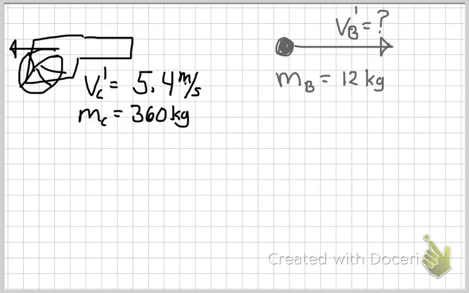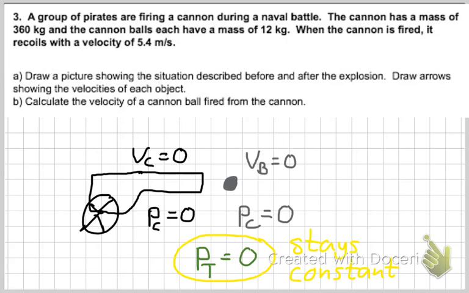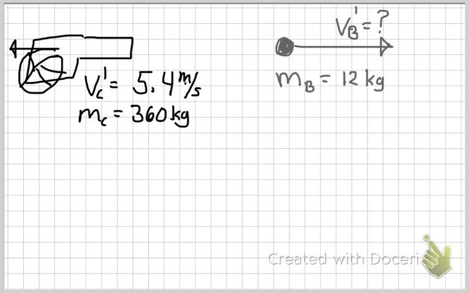So since this is a closed, isolated system, that means the momentum is conserved. Back here we found the total momentum to be 0. That's what it means the momentum is conserved, is that the total momentum stays constant. So over here, I can go ahead and write down that the total momentum is still 0. We'll use the superscript prime like that to indicate after, so we don't get it confused with the before picture.